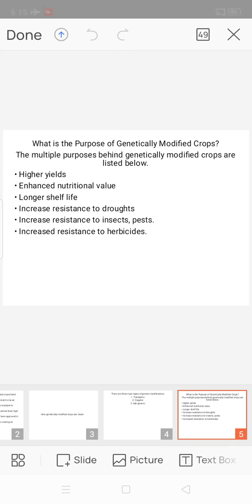And next one is, what is the purpose of genetically modified crops? The multiple purposes behind genetically modified crops are higher yields, enhanced nutritional value, longer shelf life, increased resistance to drought, increased resistance to insects and pests, and increased resistance to herbicides.